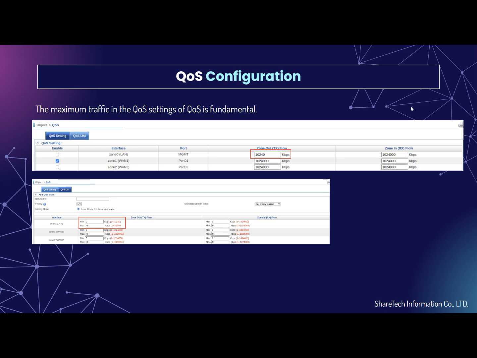The maximum traffic in QoS setting of QoS is fundamental. If the QoS setting is set to 10 megabits per second, then the maximum value in the QoS list will also become 10 megabits. So the maximum traffic value in the QoS list is based on the QoS setting.